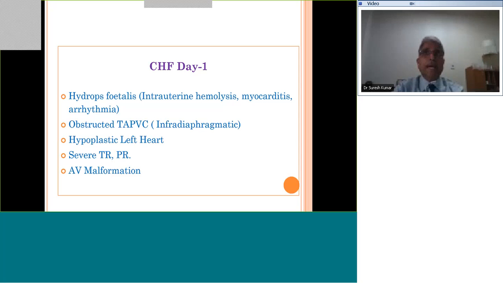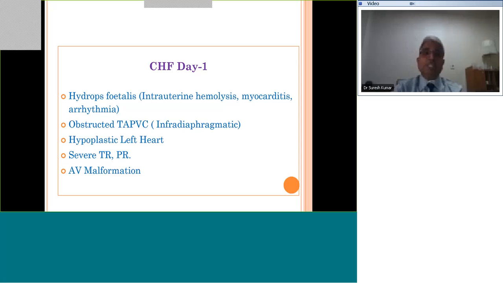On the other hand, a few hours later, on day 1, if the baby develops dyspnea or shock, that is a feature of obstructed TAPVC. On day 1, it's very likely infradiaphragmatic, but supracardiac TAPVC can also present with obstruction on day 1. Hypoplastic left heart syndrome tends to present with heart failure and/or shock towards the later part of day 1.